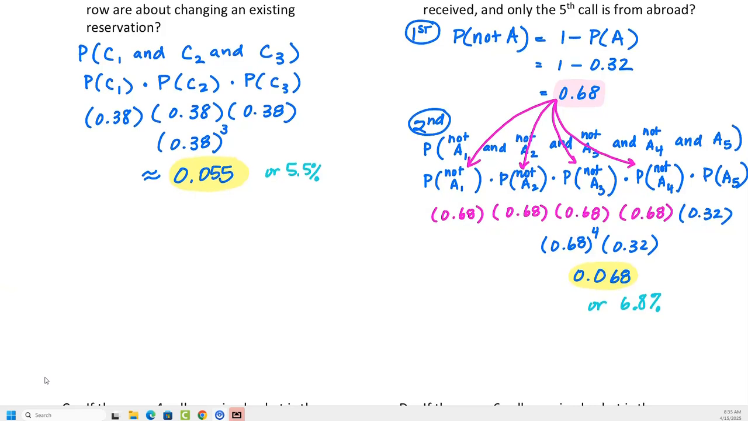Are we okay with that? Yeah. Give a few people a minute to finish copying that.